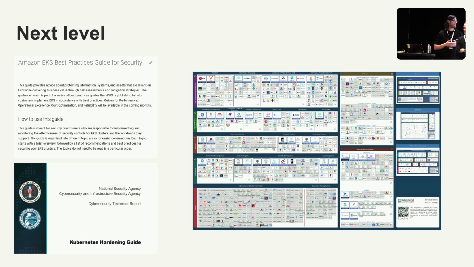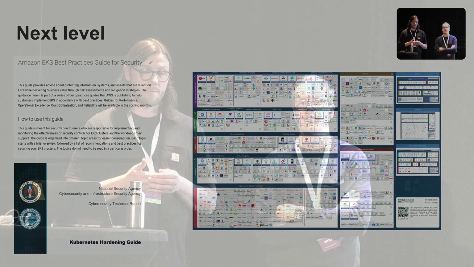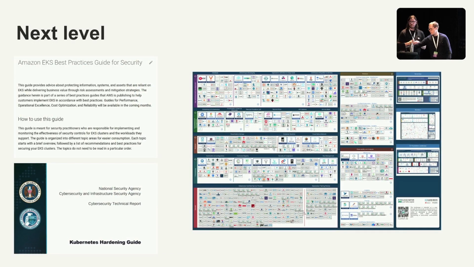And if you want to go beyond what we're going through here, we can recommend the EKS Best Practices Guide from AWS, as well as the Kubernetes Hardening Guide from NSA and CISA. Those go more into detail and are great resources. And of course, you can also explore the wider Kubernetes ecosystem to find the solutions to your problems. And with that, we are happy to take questions.